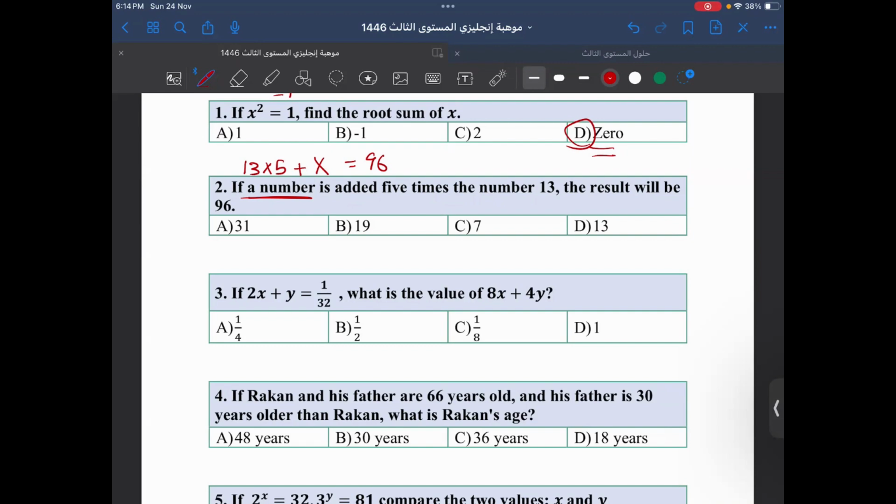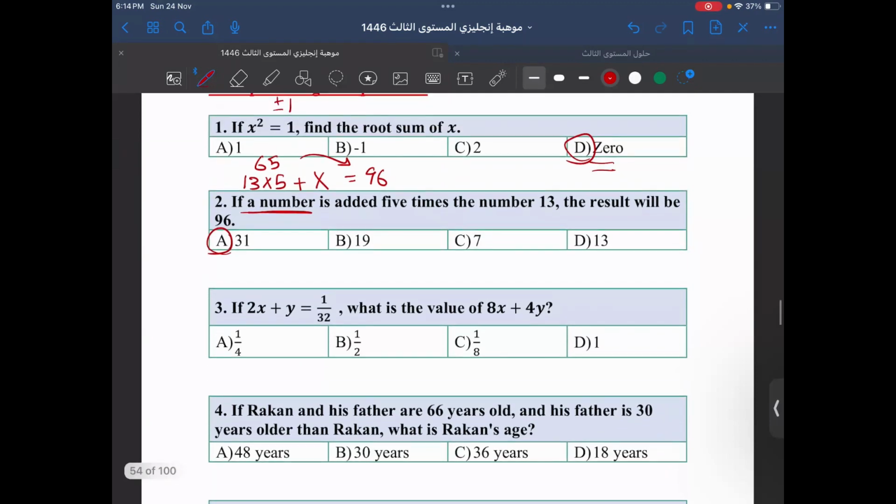I think we multiply 13 by 5. Yes. And we minus that on both sides. Exactly, ممتاز. So 13 times 5 equals? 65. 65, excellent. And minus 96? 31. Yeah, ممتاز. So the answer would be A, 31. Thank you, Haidar. Okay, so is that clear?